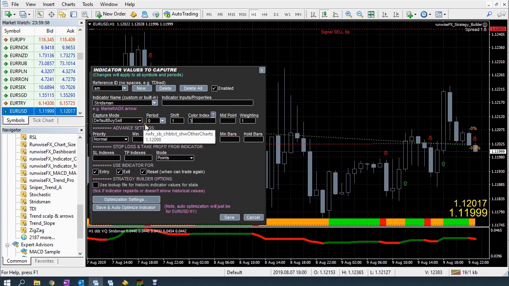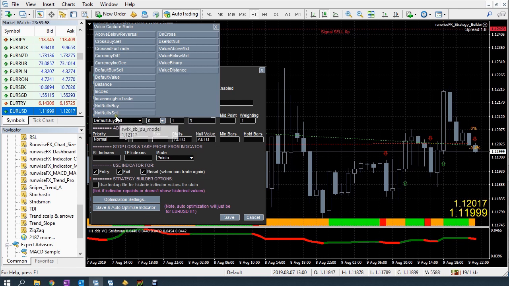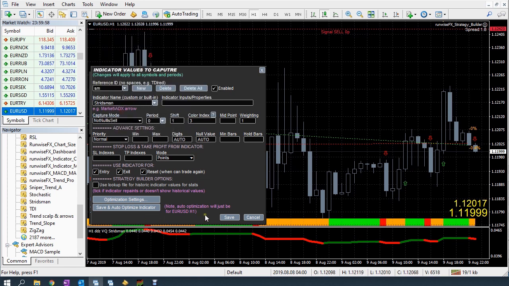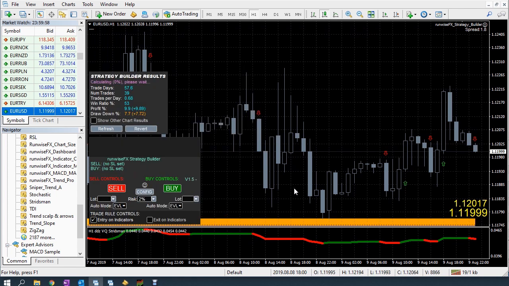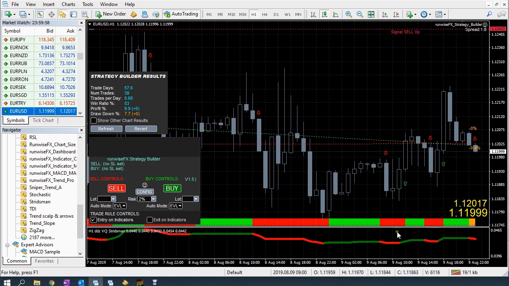I've got a special capture mode for this situation called not null is cell. We've got a not null is buy, but in this case we want that one. Then if we click save, it's just going to look at that color index 3, and you can see that's done it. So we're back in business now, all sorted.